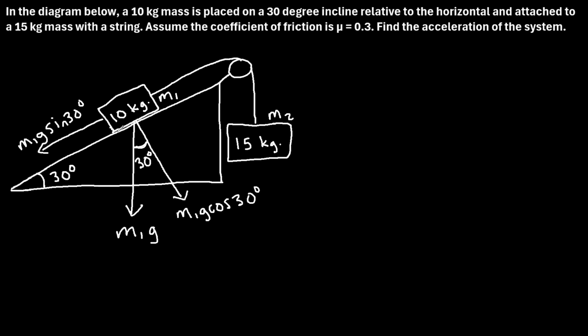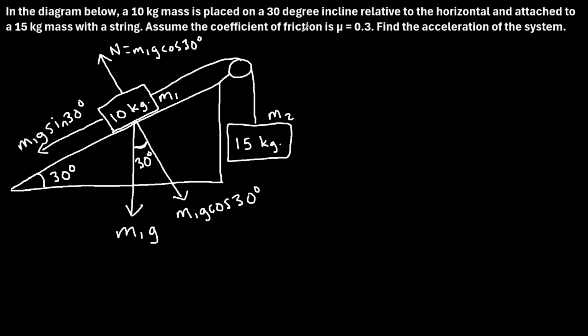Now, when we have the force of the block pushing down on the incline, Newton's third law says that there's going to be an equal and opposite force pushing back, and that's called the normal force. So that's going to be equal to this magnitude. So that will be m1g times the cosine of 30 degrees. And the last force that's acting on this block is the force of friction.